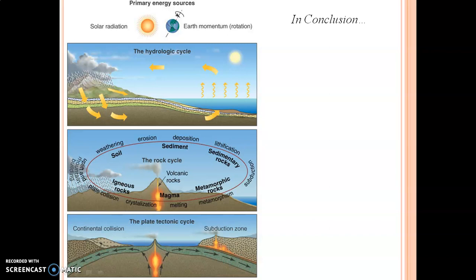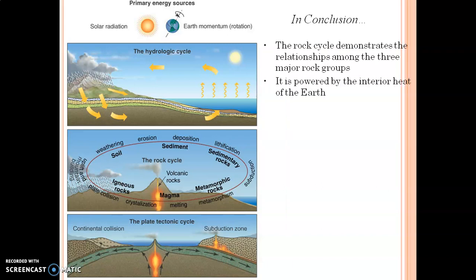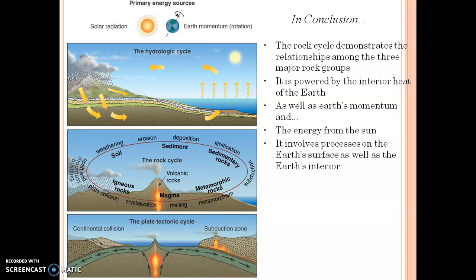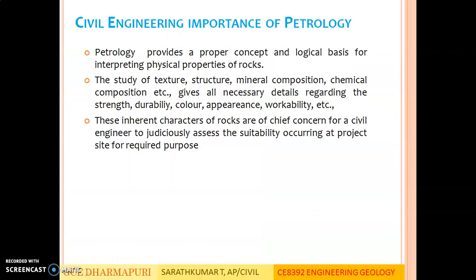The plate tectonic cycle, we have seen clearly in the first unit. The plate tectonic cycle happens due to convection currents in the mantle zone. The rock cycle demonstrates the relationship among the three major rock groups. It is powered by the interior heat of the Earth, as well as Earth's momentum and the energy from the sun. It involves processes on the Earth's surface as well as the Earth's interior. It connects the hydrological cycle with the tectonic cycle.